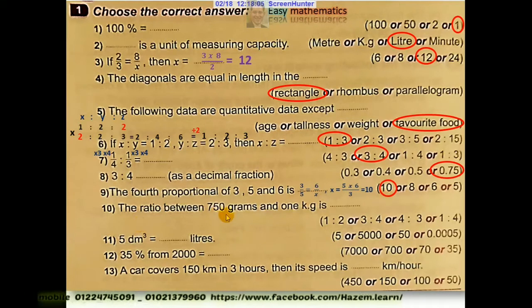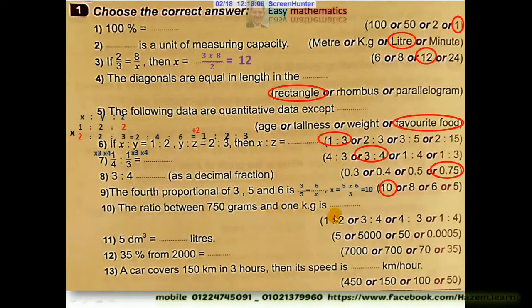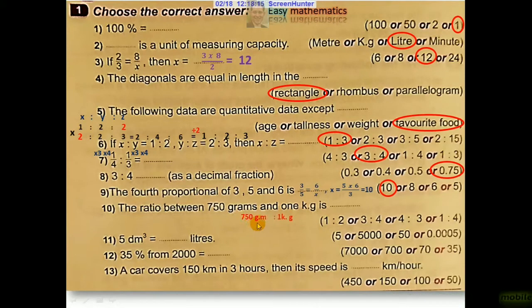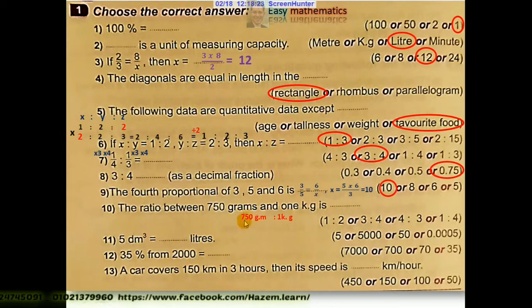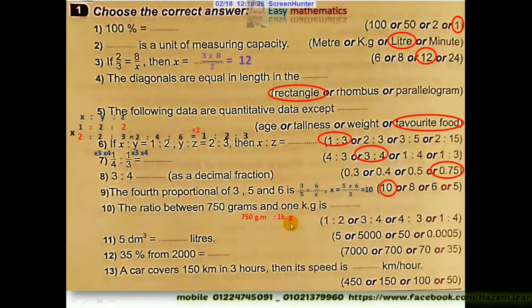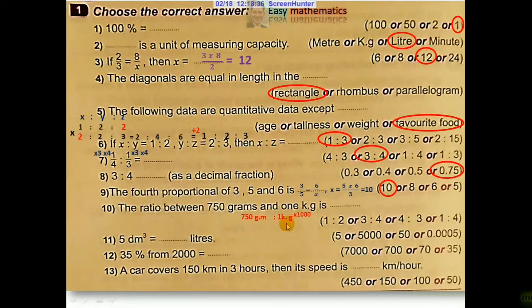Number 10. The ratio between 750 grams and 1 kilogram is what? We have studied before, this is called the fourth case. How to solve it? First we keep the smallest unit as it is and change only the biggest one. Again, when we have two different units, we keep the smallest one as it is and we change the biggest unit here to the smallest one. How to change from kilogram to gram? By multiplying it by 1000. So it will be 750 as it is and one here changes to be 1000.